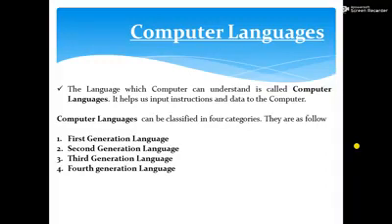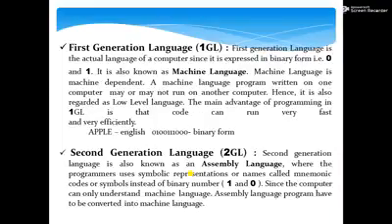Now I am going to discuss the categories of computer language. Computer languages can be classified in 4 categories. They are as follows: first generation language, second generation language, third generation language and fourth generation language. So let's discuss all these categories one by one. The first category is first generation language.